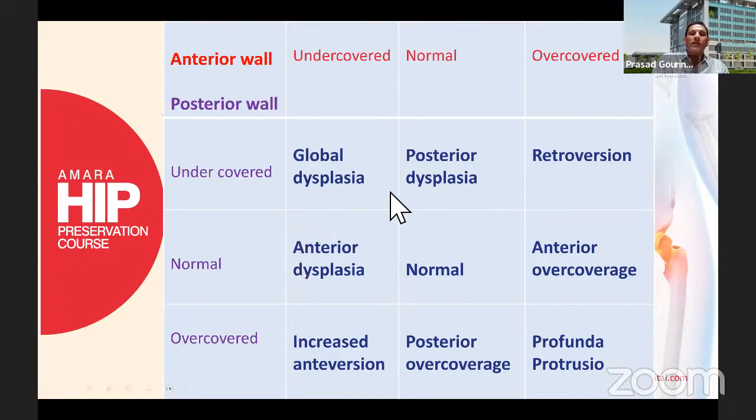You can have a crossover sign with global dysplasia. You can have a crossover sign with posterior dysplasia, but the treatment is different between these three. So keep that in mind.